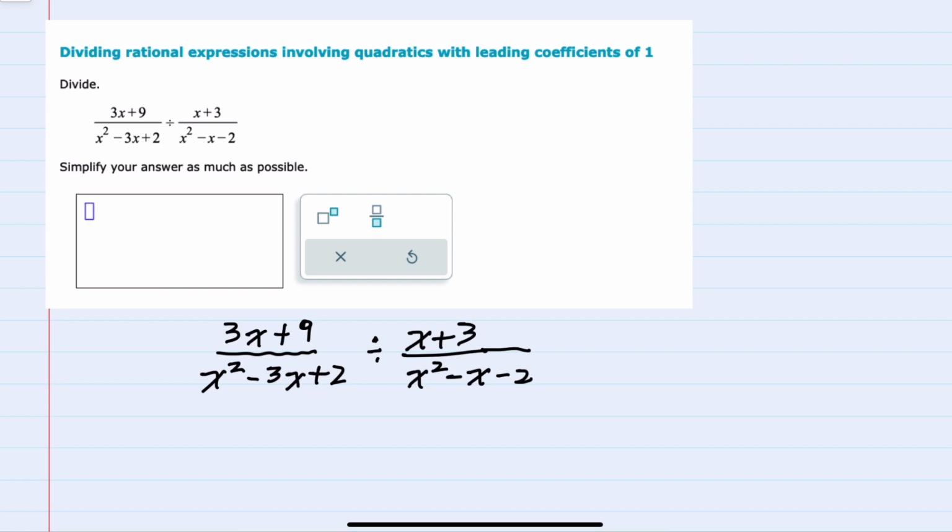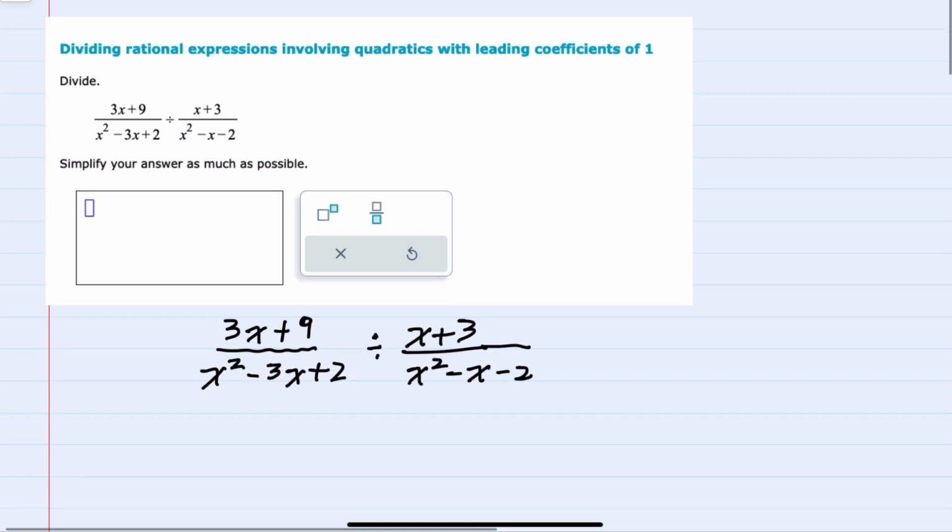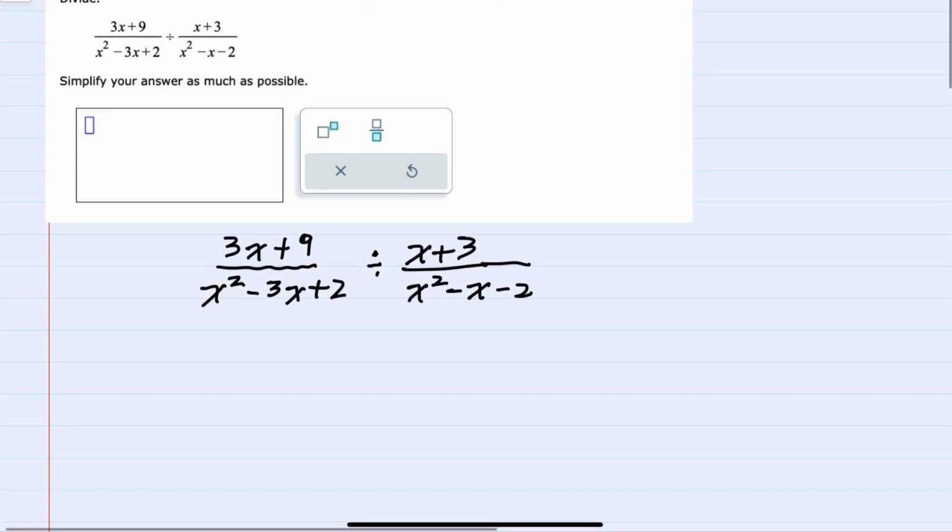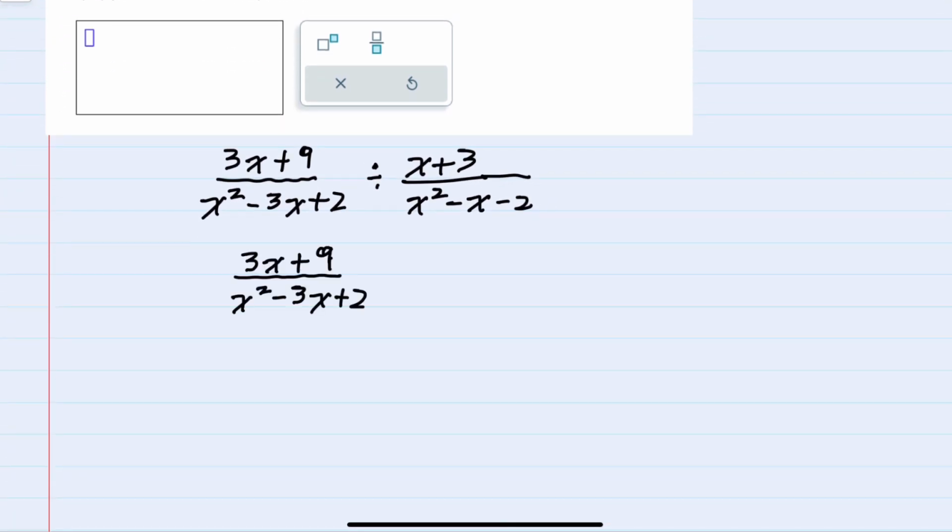My first step will be to recall that division of fractions is done by rewriting the division as multiplication by taking the reciprocal of the second term. So moving the denominator into the numerator and moving the numerator into the denominator.